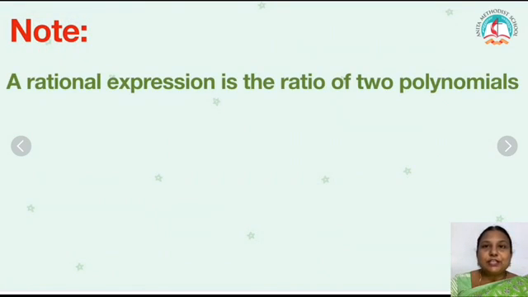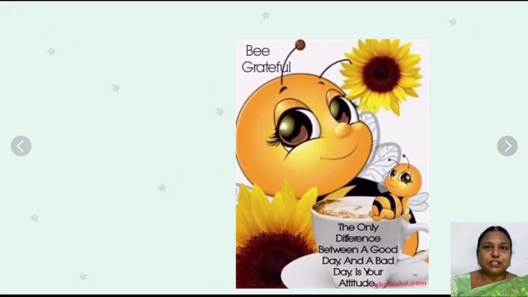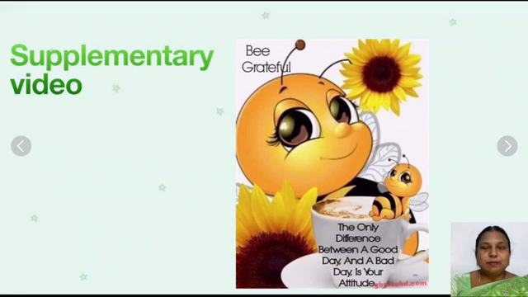Now note, a rational expression is the ratio of two polynomials. Where are they used? Rational expressions are applied for describing distance and time, modeling multitask problems, combining workers or machines to complete a job, and many more. A supplementary video is given.